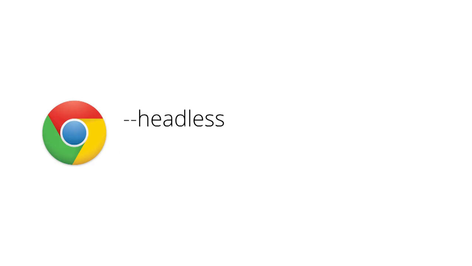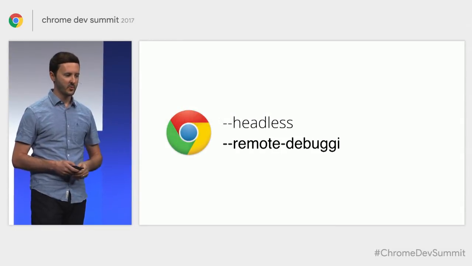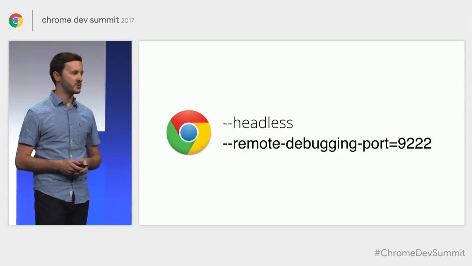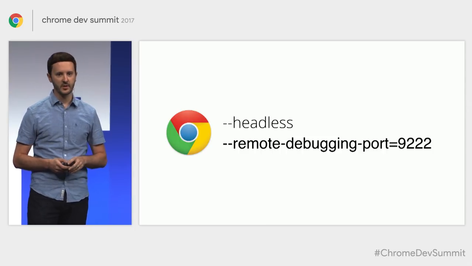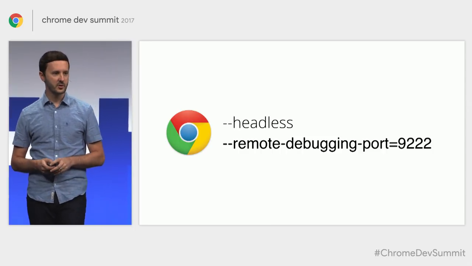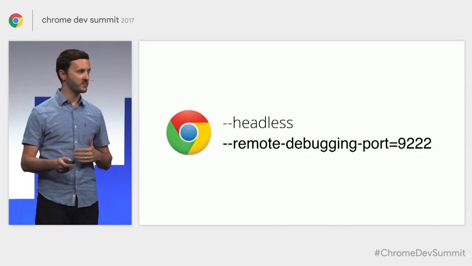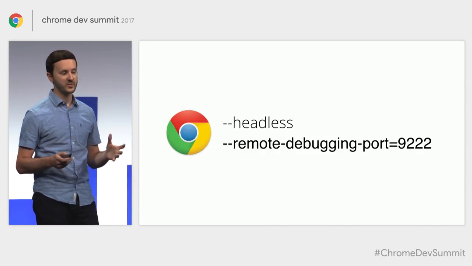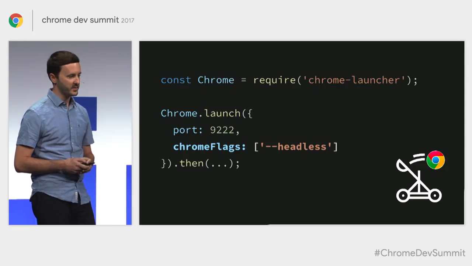But the really interesting thing, and the thing I want to focus on today, is talking to Chrome using Node.js. So we're going to launch headless Chrome, but we're also going to include this remote debugging port. This is really key. This is how we're going to actually use the DevTools protocol and its APIs to control Chrome, to make it navigate to pages, to make it do things we want it to do. So that's where the magic comes in.